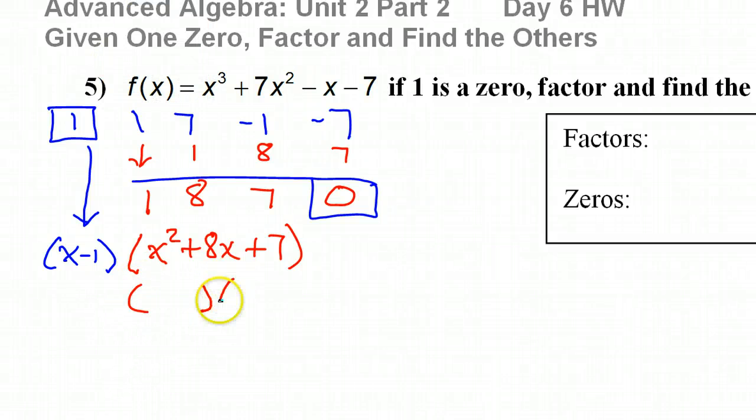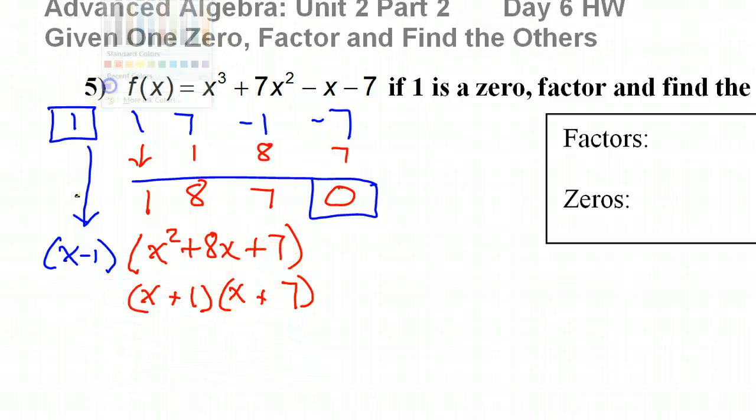So as I go ahead and factor this, x squared can only be x times x. 7 can only be 1 times 7. It's a prime number. Luckily, I can get an 8 out of this. All right, if I have a positive 1 inner and a positive 7 outer, that makes positive 8. And of course, a positive times a positive is a positive. So there, I have factored it. And I will bring down my other factor of x minus 1. So this is the factored form.